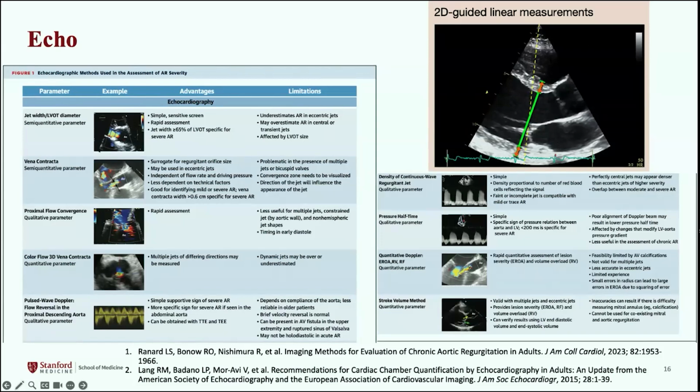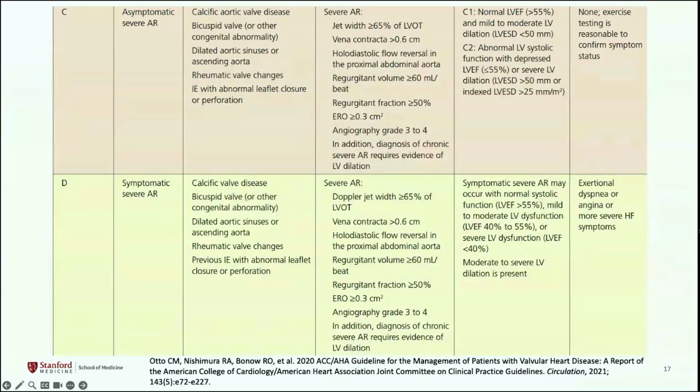So echo is our workhorse for chronic aortic regurgitation. We do have some limitations for eccentric or multiple jets that limit the quantification of aortic regurgitation. But you can see our classification for severe aortic regurgitation are these echo metrics here. It's jet width more than 65%, the vena contracta more than 0.6, the regurgitant volume, you can see here more than 60, and regurgitant fraction more than 50, EROA more than 0.3.